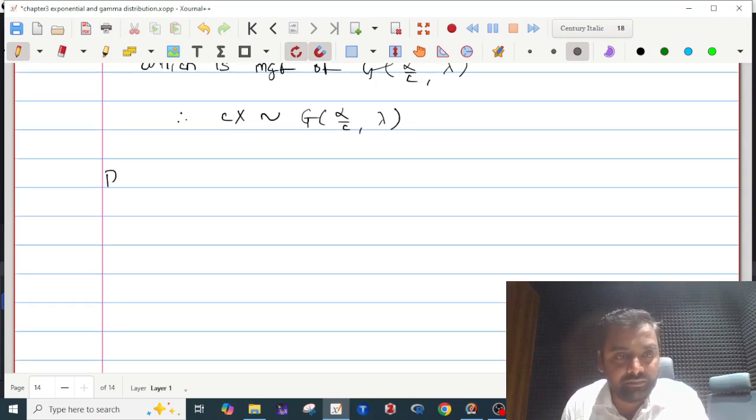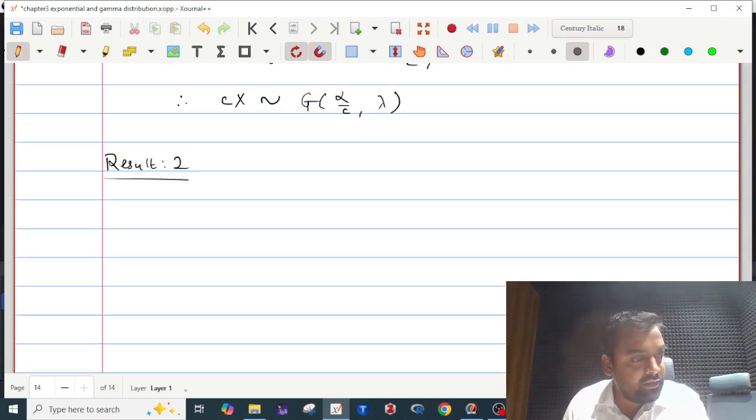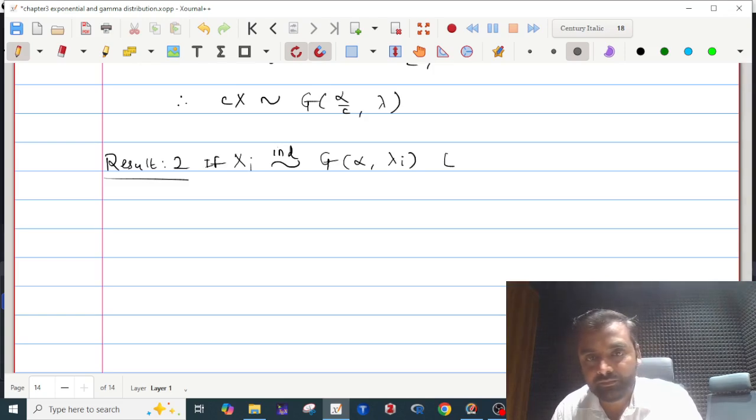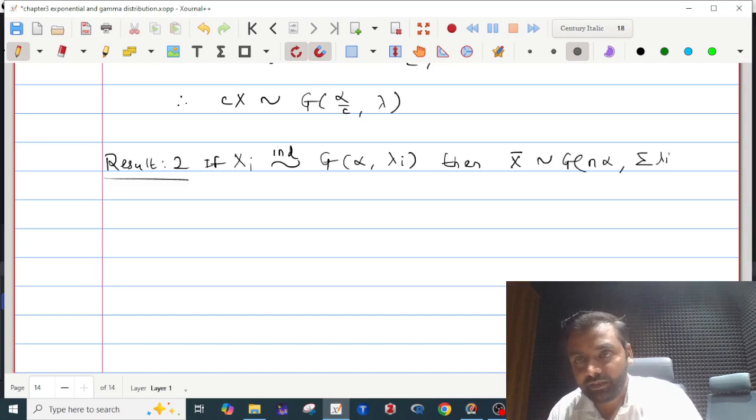Now the next result: if Xi's are independent gamma variates with parameters alpha, lambda i, then X bar follows gamma distribution with parameters n alpha, n upon summation lambda i.